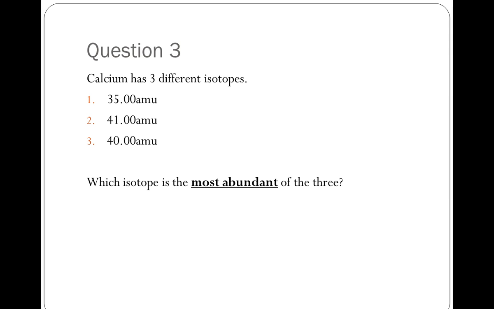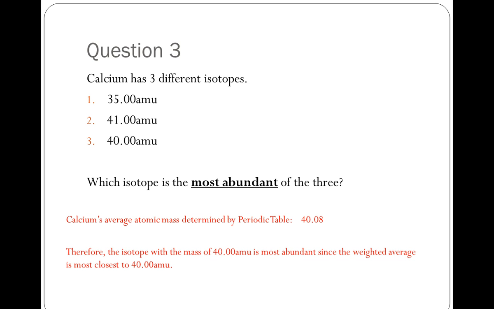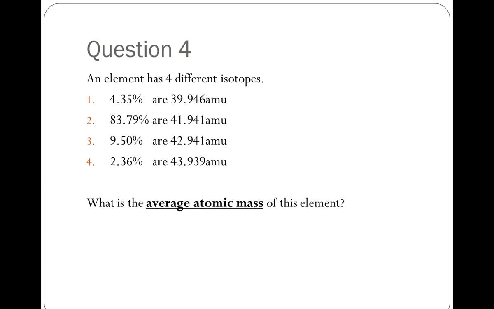Question 3. Calcium has three different isotopes as indicated below. Which isotope is the most abundant of the three? So this question is a little different. All right, by looking at the periodic table, you can see that the average atomic mass of calcium is 40.08, and 40.08 is closest to the third isotope, 40 atomic mass units. Therefore, you can conclude the isotope with a mass of 40 AMU is the most abundant since the weighted average is closest to 40 AMU.